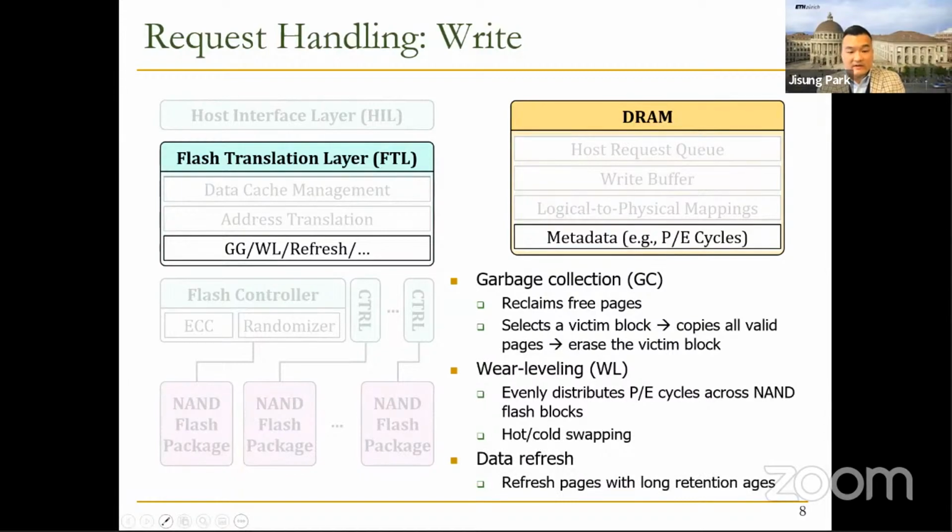And the FTL should also care about pages that have a long retention age, meaning pages that had been programmed a long time ago, as a flash cell leaks its charge over time, which is called retention loss. And if a page's retention age is higher than a certain threshold, the FTL usually copies the page's data to another free page to reset the data's retention age.